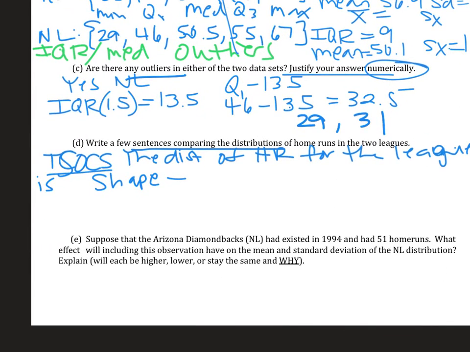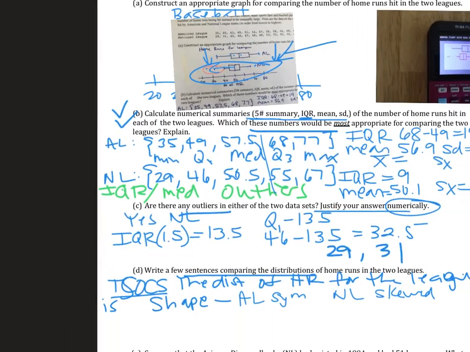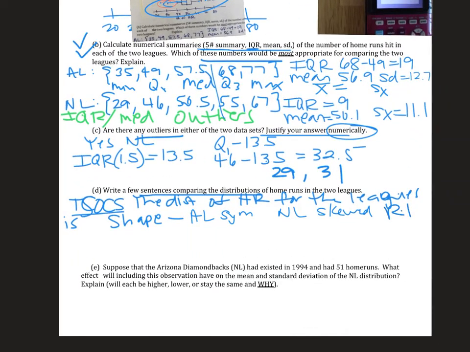For the American League, it looks symmetric, okay? For the National League, it's skewed. And it's skewed because we have an outlier there, so it's probably skewed that direction, which means it would be skewed to the right. If you're not quite sure, don't say it. Just say it's skewed. Okay, that'll be fine. Outliers, of course, we already talked about. Hold on.